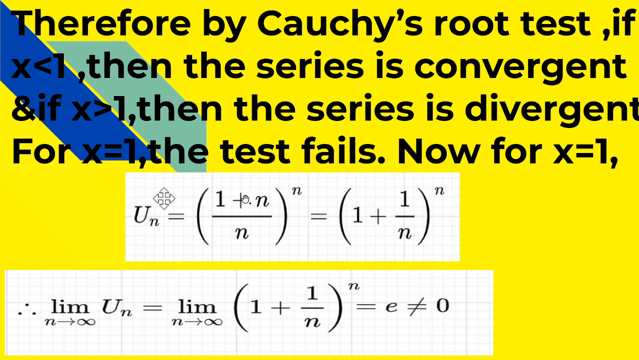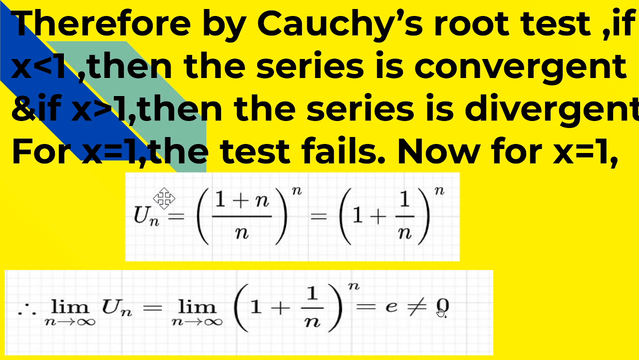Inside the bracket, if we divide numerator and denominator by n, then we will have (1 + 1 upon n) raised to n. Therefore, limit n tends to infinity un is equal to limit n tends to infinity (1 + 1 upon n) raised to n. Its value is e, and therefore limit n tends to infinity un is equal to e.